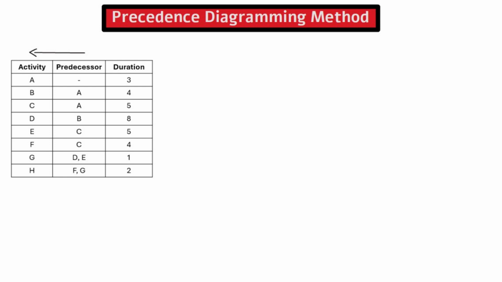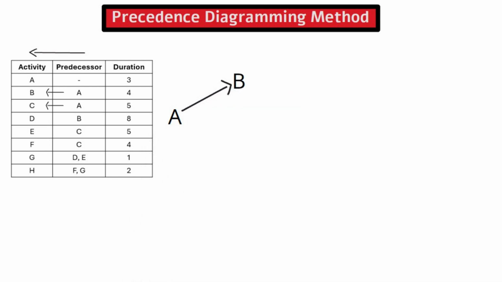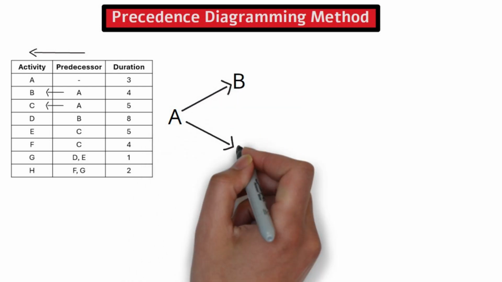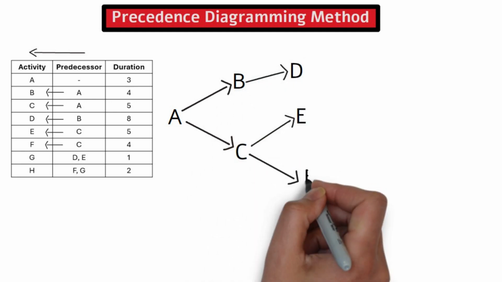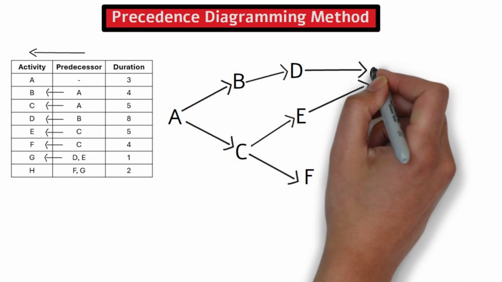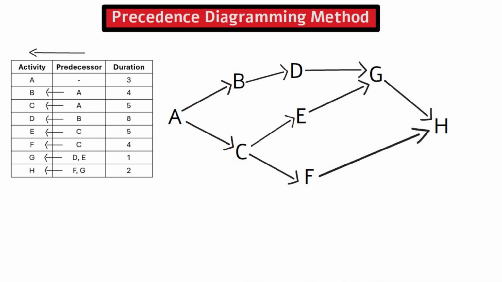Let's give it a try. A has no predecessor, so let's write A. A is the predecessor of B and C, so let's draw arrows from A to B and C. Then B goes to D. C goes to both E and F. D and E both go to G. F and G go to H. There you go. We just completed the network diagram.